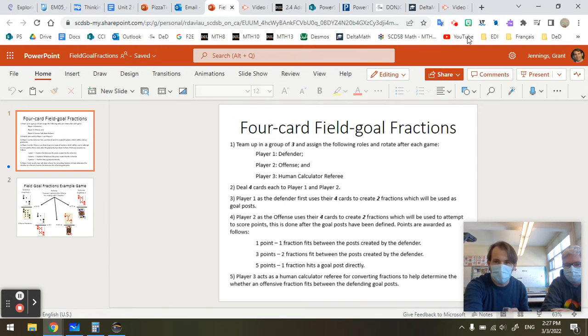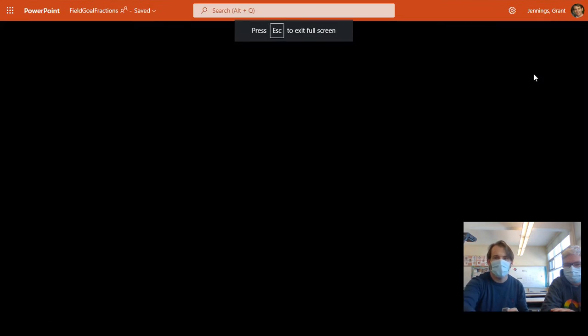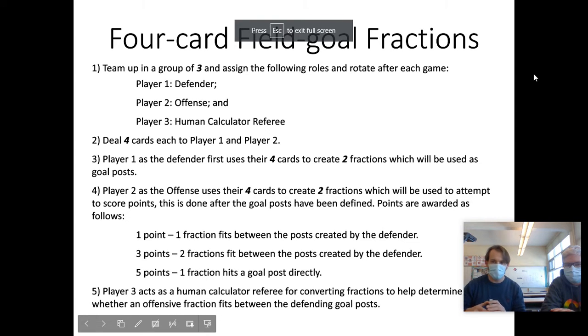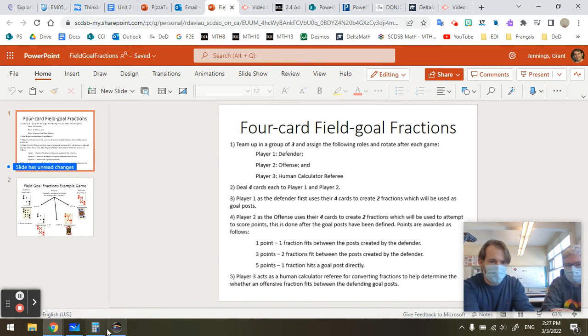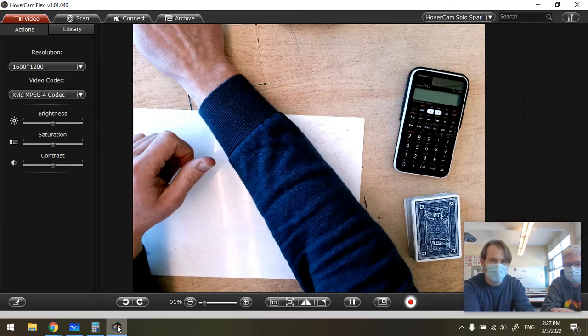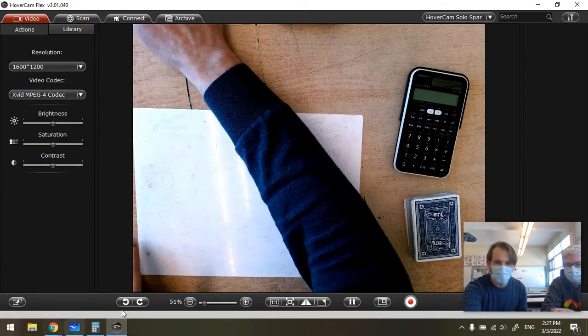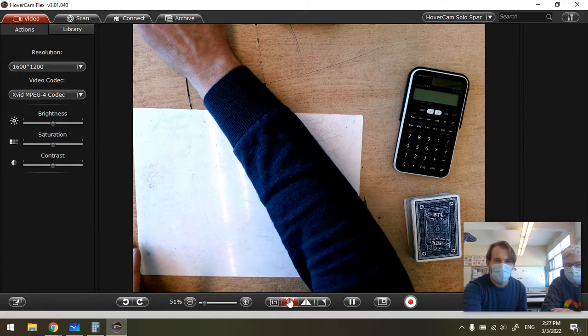So, we're going to introduce you to field goal fractions. Field goal fractions is a really cool game where you only need a deck of cards. You may need a calculator, and you're going to play a football themed game together. One of you is going to be the defender, one of you is going to be the offender, and we'll take you through some rounds. We'll publish these rules to the D2L as well alongside this video. So here we are, ready to go ahead and play.